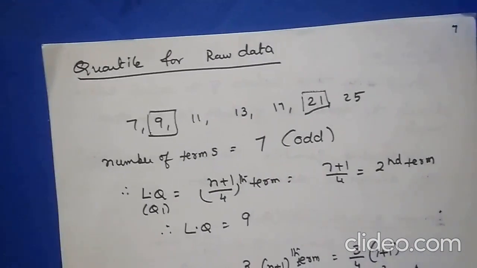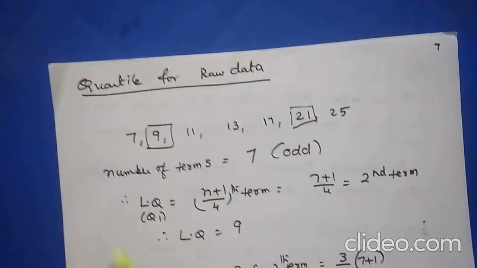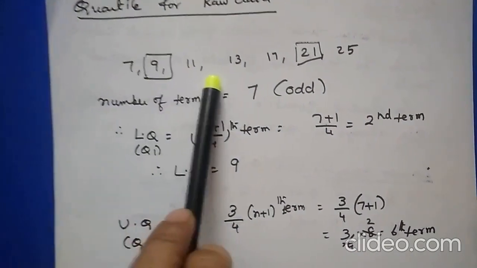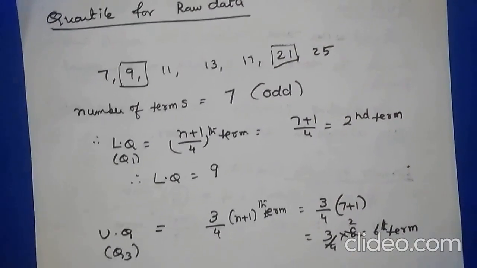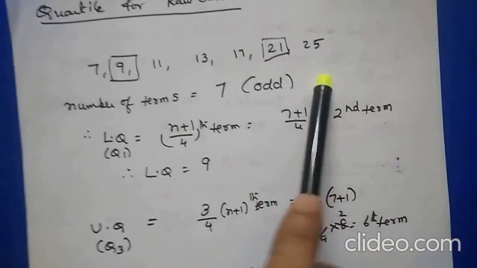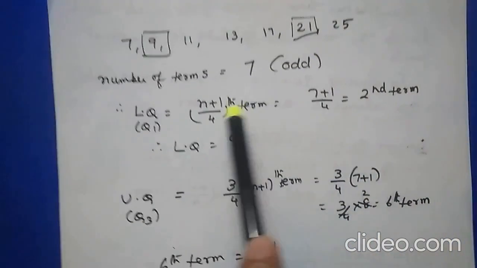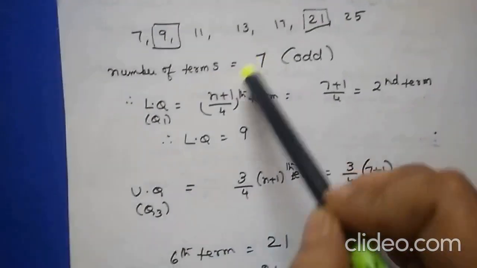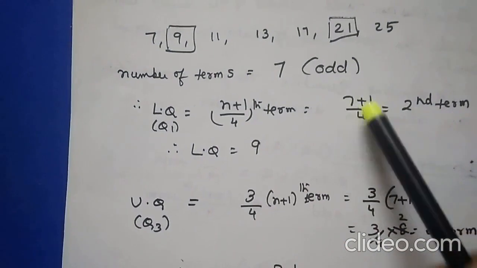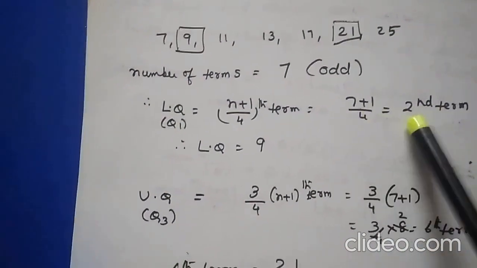Now, quartiles for raw data. Example, I am going to explain the quartiles. This is for raw data. The numbers 7, 9, 11, 13, 17, 21, 25 are given. The number of terms is 7. 7 is odd, so odd means n plus 1 by 4th term. 7 plus 1 by 4, that is 8 by 4, second term.